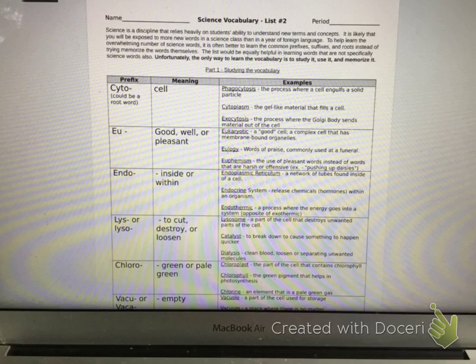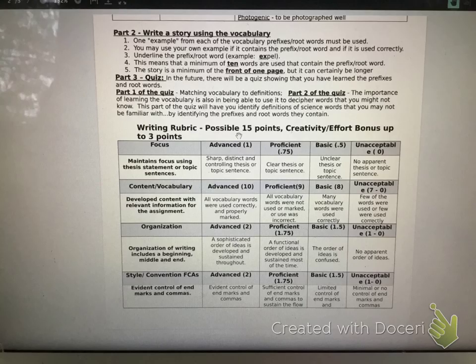So what you need to do is study all of these terms. I'm going to go to the next page, but you have 10 vocabulary terms that you will see on your own computer screen. Now, part 2 is writing a story using the vocabulary. Part 2, you probably will not get to in the very first week. This is a 2-week assignment.